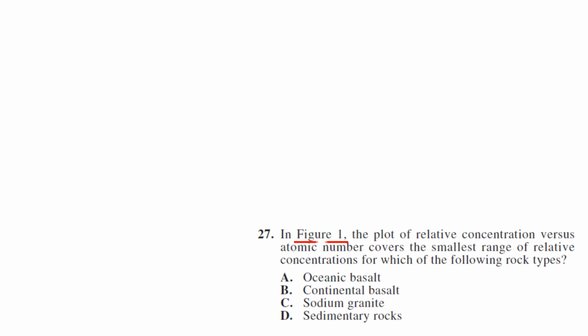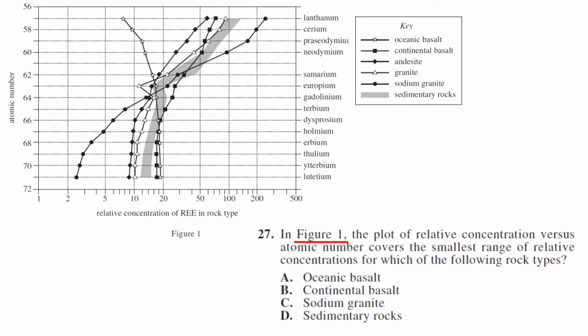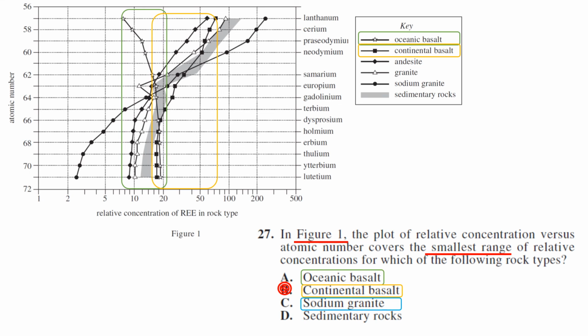Okay, number 27. In figure 1, we're looking for which of the relative concentrations and atomic numbers covers the smallest range. So we're going to use process of elimination here. We're going to start with the first one, oceanic basalt, which is the star, and that covers a range of about 15, right? So let's see if we can get any smaller than that. Continental basalt, that's the square, and that covers a range that's greater than 15. Don't have to measure it, I can see it, right? 20 to 50 is definitely greater than 15, so choice B is out.